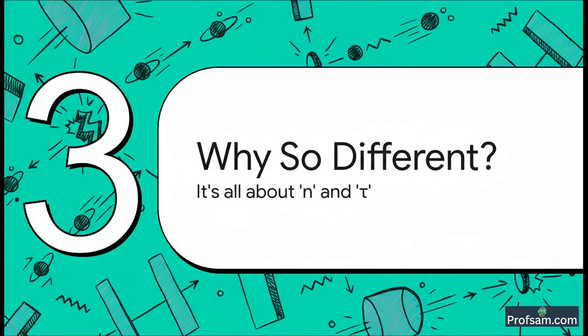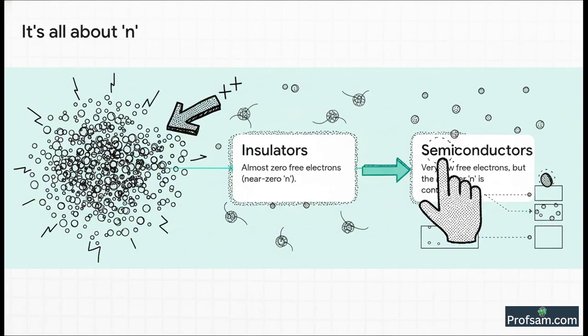So the big question is, what causes this massive difference? Well, it all comes back to our two heroes from the formula. N, the number of available charge carriers, and to some extent tau, the time between their collisions. Let's see how. It primarily comes down to N, the number of free electrons.